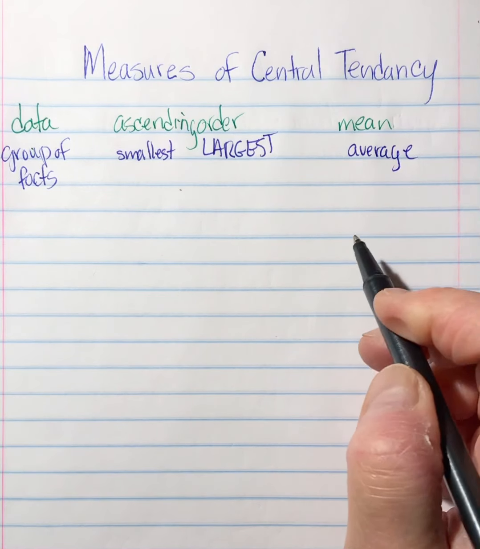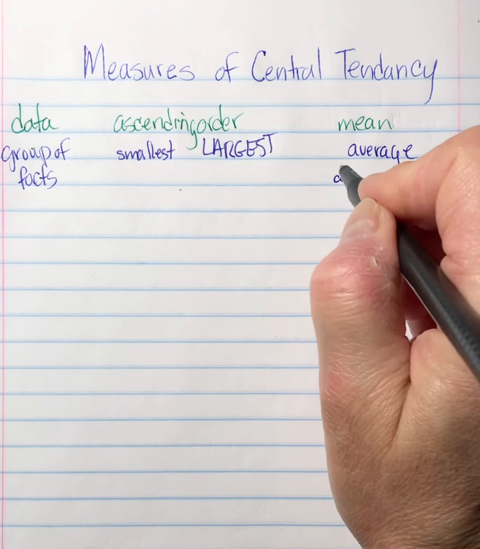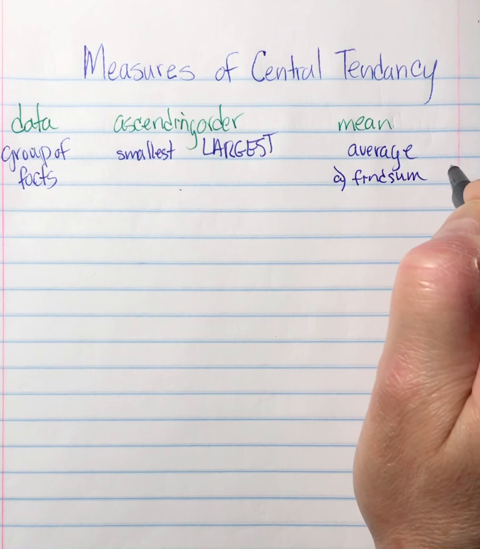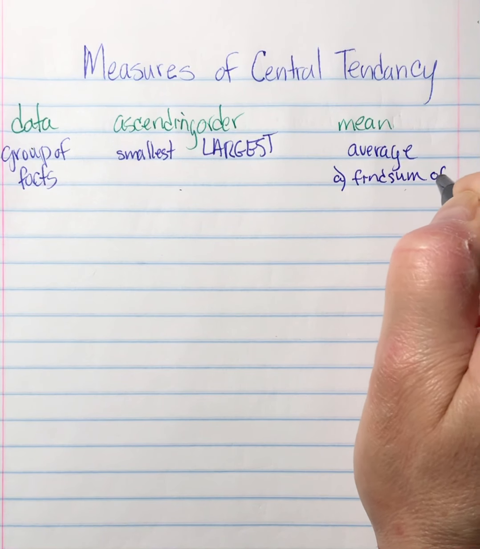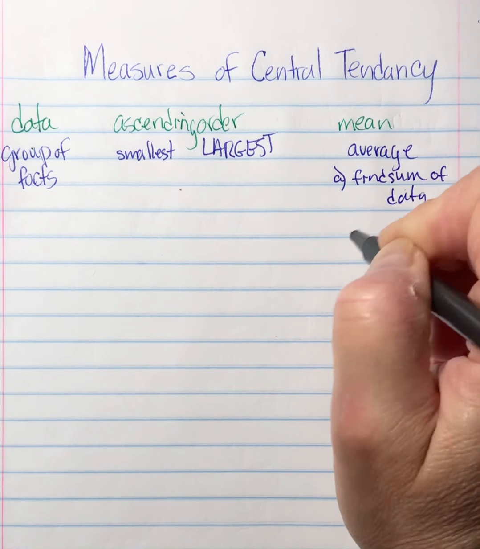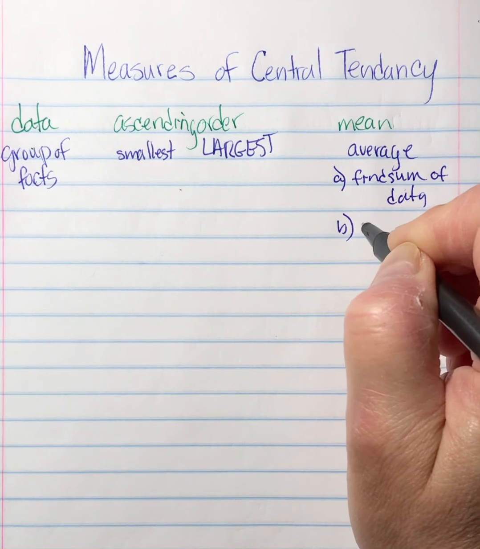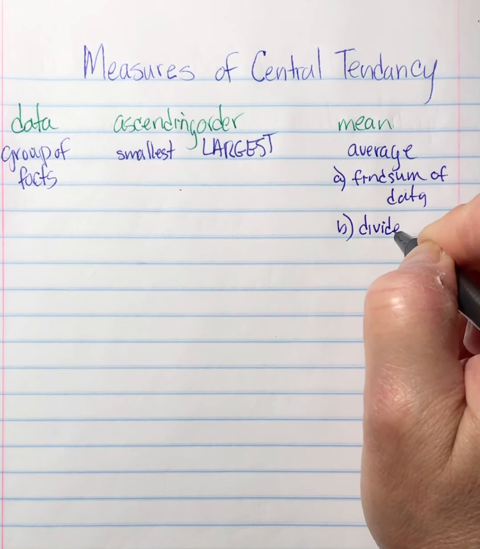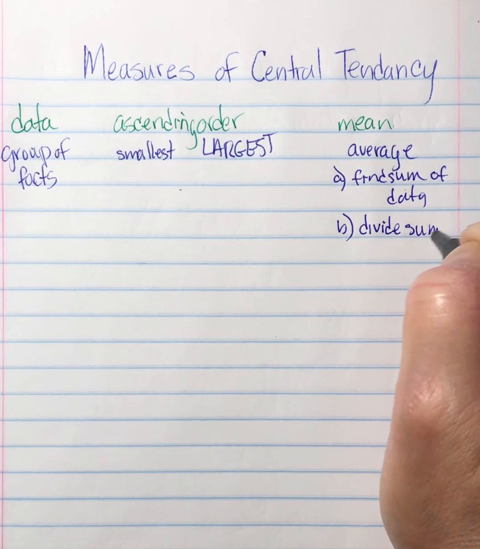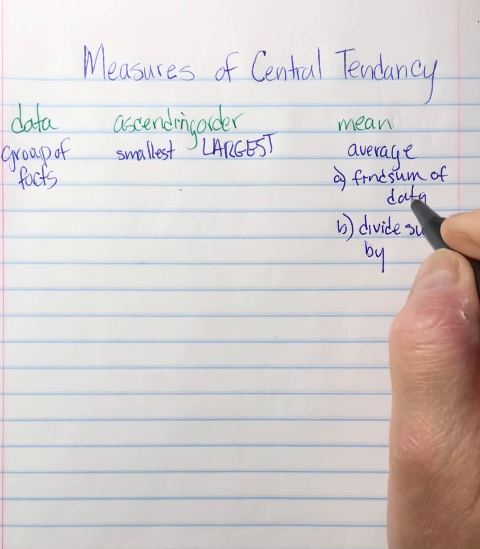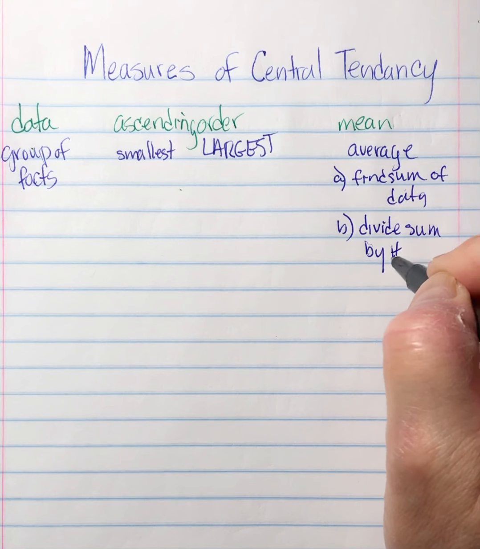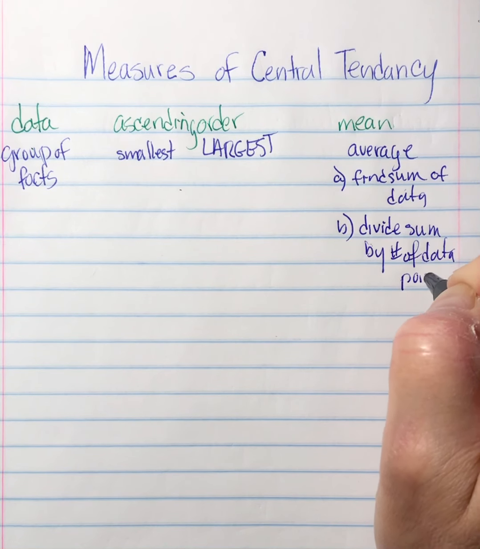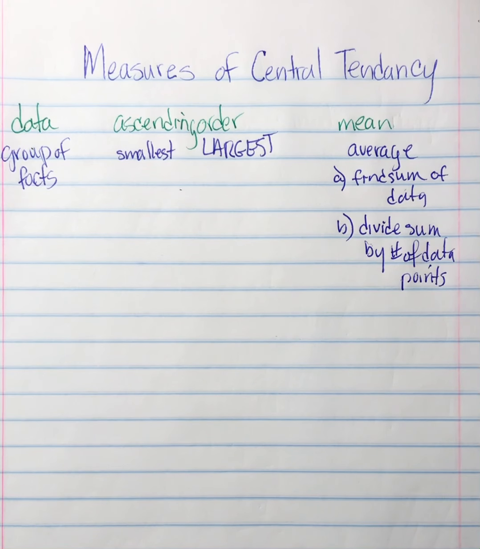And then mean, another word for mean is average. The way we do that is we find the sum of the data, and then we divide the sum by the number of data points. The number of data points. There we go. Okay, so we're going to give this a try.